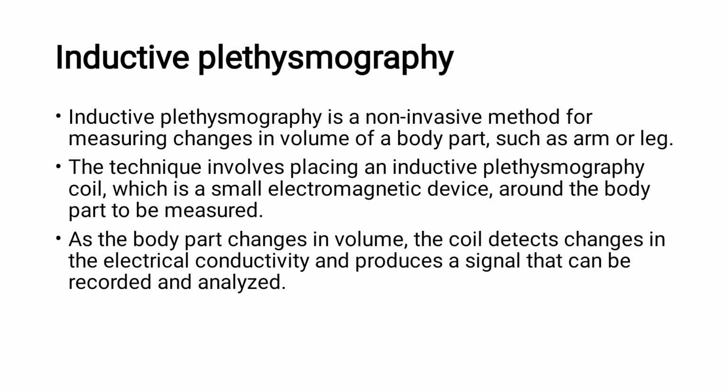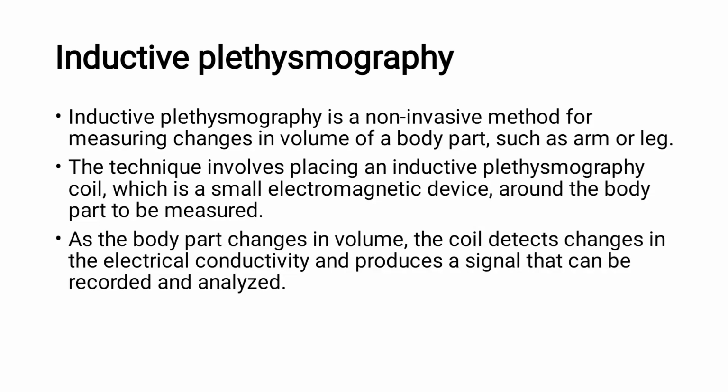Inductive plethysmography is a non-invasive method for measuring the changes in volume of a body part such as the arm or leg. This technique mainly involves placing an inductive plethysmographic coil. This coil is a very small electromagnetic device that can be placed around the body part to be measured.